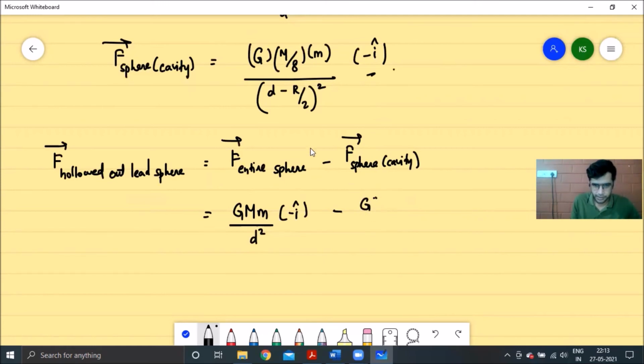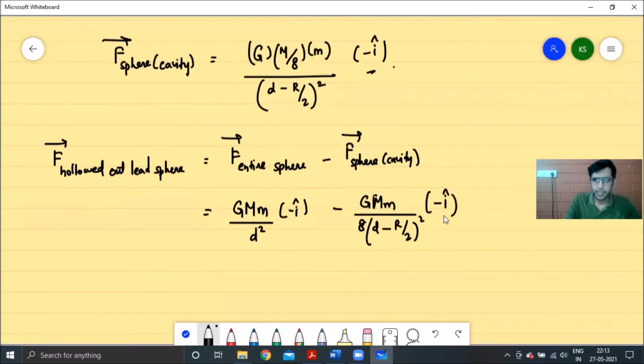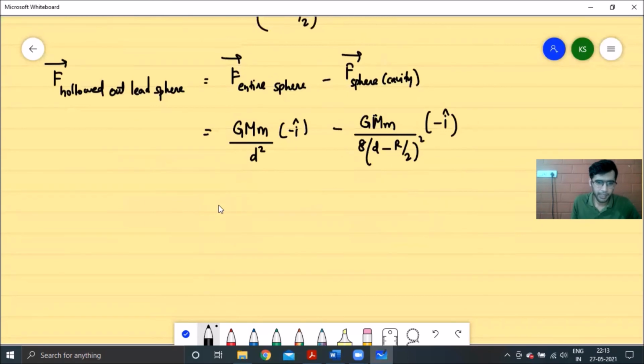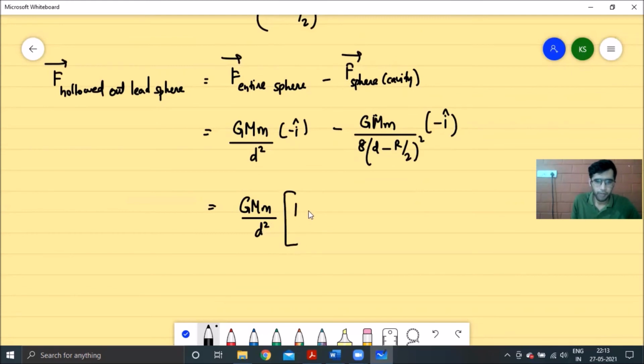So let me simplify this term. It will be m into m divided by 8 into d minus r by 2 whole square of minus i cap, right? And taking minus i cap common, taking GMm by d square common, I'll get this expression to be GMm by d square of 1 minus 1 by 8 of 1 minus r by 2d whole square. And again, this force is acting along the minus i cap direction.